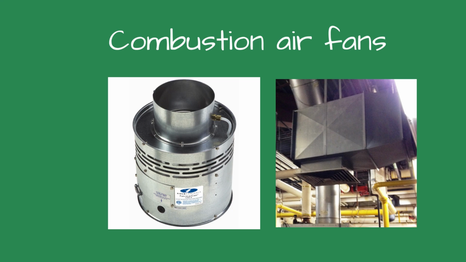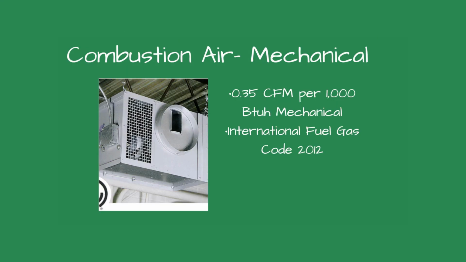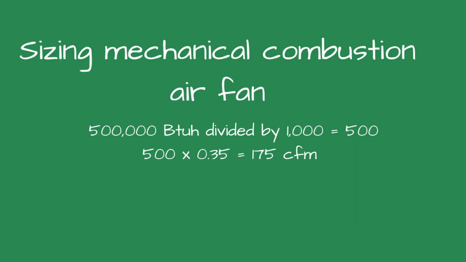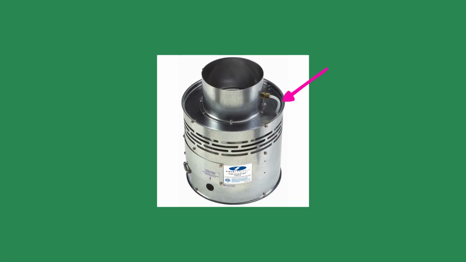Mechanical combustion air. An alternative to cutting large holes in the boiler room wall is to install mechanical fans for the combustion air. The International Fuel Gas Code calls for 0.35 cubic feet per minute, or CFM, airflow for each 1,000 BTUs input. If the room has a total input of 500,000 BTUs, you will need a fan sized as follows. 500,000 divided by 1,000 equals 500. 500 times 0.35 equals 175 cubic feet per minute. Depending on the length and fittings, this would probably require an 8 inch hole and duct. It would be smaller than the holes needed for combustion air louvers.